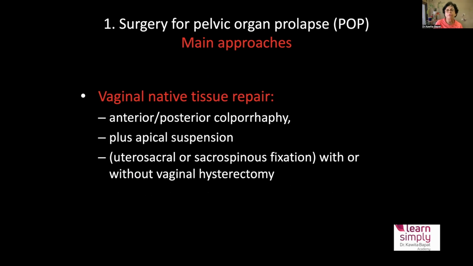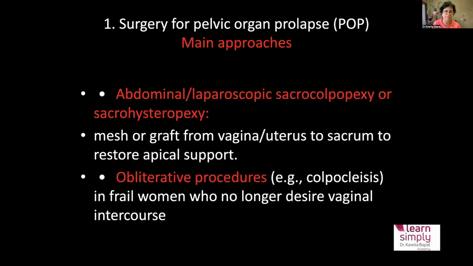Now, surgery for pelvic organ prolapse, that's POP, main approaches. First is a vaginal native tissue repair: anterior and posterior colporrhaphy, plus apical suspension, uterosacral and sacrospinous fixation, with or without vaginal hysterectomy. Abdominal or laparoscopic sacrocolpopexy or sacrohysteropexy can be done. Mesh or graft from vagina, uterus, or sacrum restores the apical support. Obliterative procedures like colpocleisis are for frail women with no longer desire for vaginal intercourse.